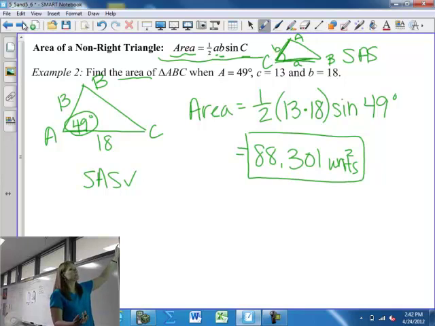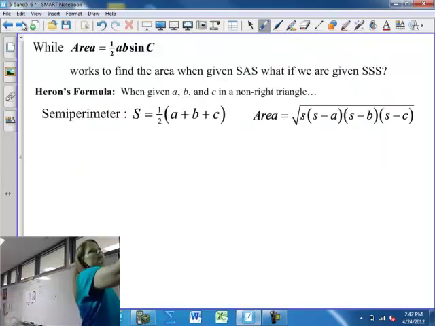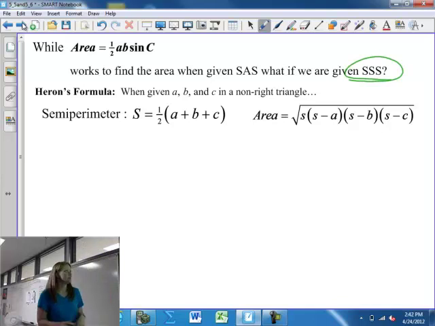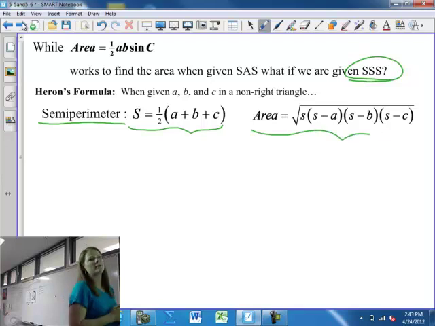Side angle side. So we actually have two area formulas, though. We do, because what if we don't have side angle side? Well, what if we are given side, side, side? That's a little trickier. Again, we can talk about where this comes from in class. But we need to find this fancy thing called the semi-perimeter first, which really is just half the perimeter, because perimeter would be add up all the sides.